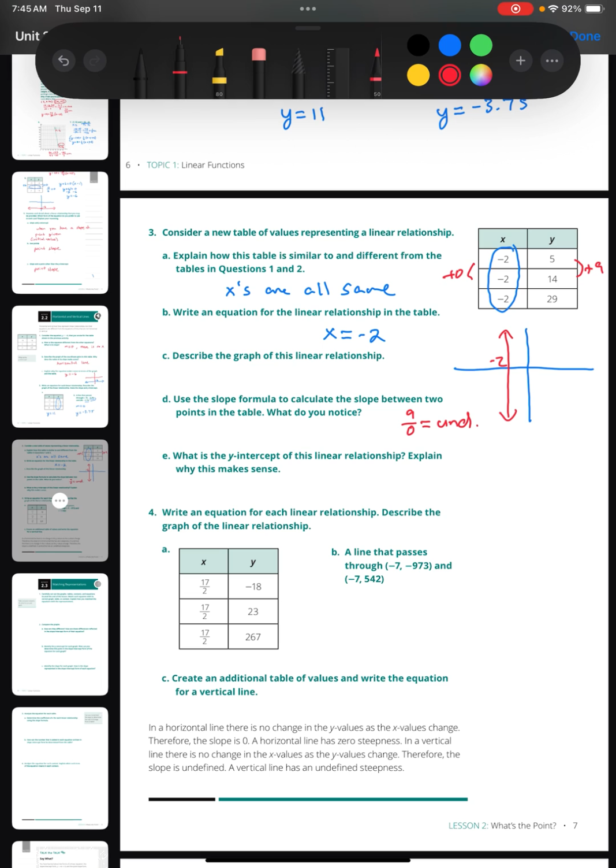In E, what is the y-intercept of this linear relationship? Well, there is no y-intercept. It's never going to cross the y-axis.